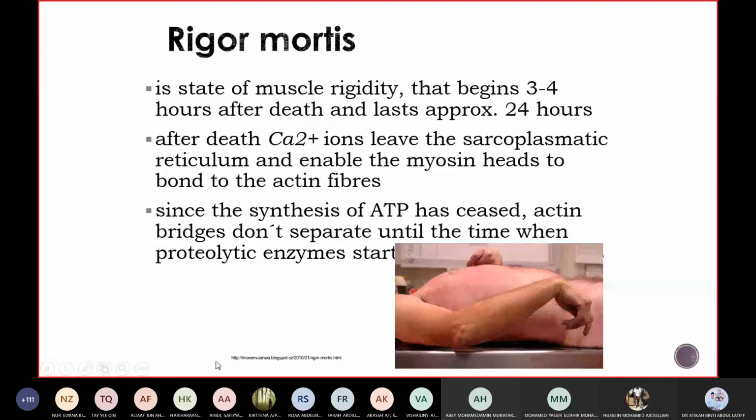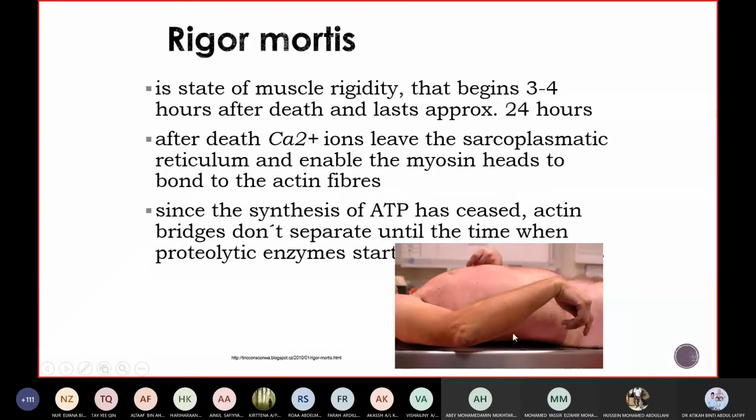Okay, so another clinical correlate, something that you can correlate the anatomy with the clinical side, is rigor mortis. It is actually the state of muscle rigidity that begins 3 to 4 hours after death and lasts about 24 hours after death. Okay, so what happens after death is that the calcium ions leave the sarcoplasmic reticulum and enable the myosin heads to bond to the actin fibers.